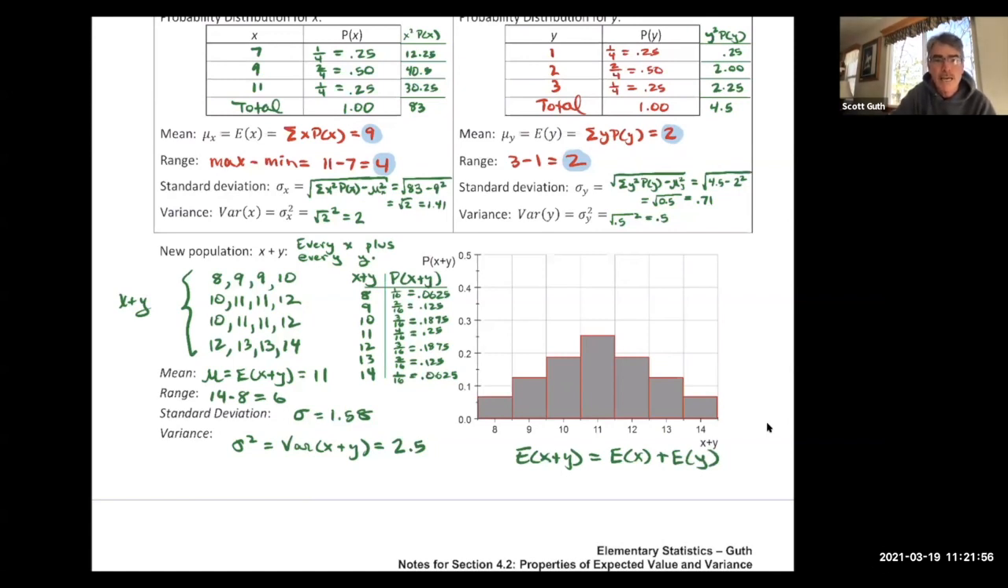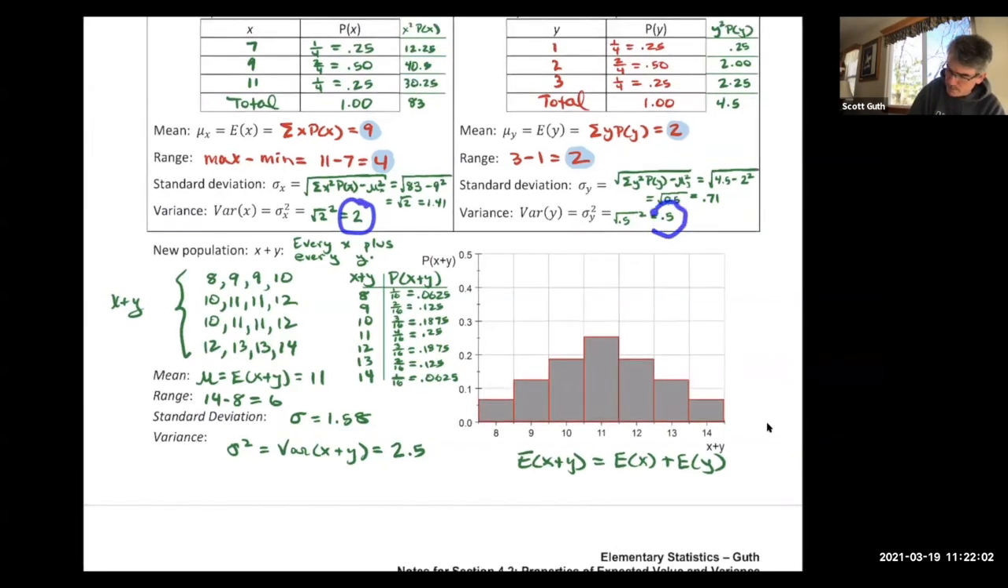The same thing happened with the variances. The variance of x was 2. The variance of y is 0.5. The variance of x plus y is 2.5. They add. So I would summarize that by saying var of x plus y is var of x plus var of y.